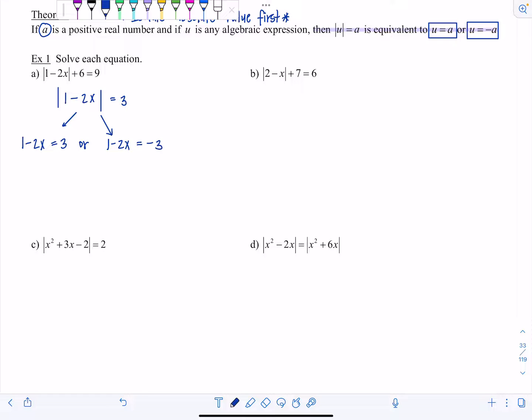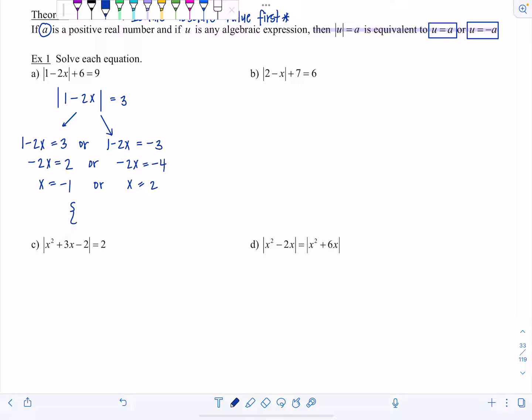So isolating x in the first equation, we'll have negative 2x equals 2. Dividing by negative 2, I get x equals negative 1. Or here we have negative 2x equals negative 3 minus 1. That's going to be negative 4. If I divide by negative 2, I get x equals positive 2. So these are my two solutions.